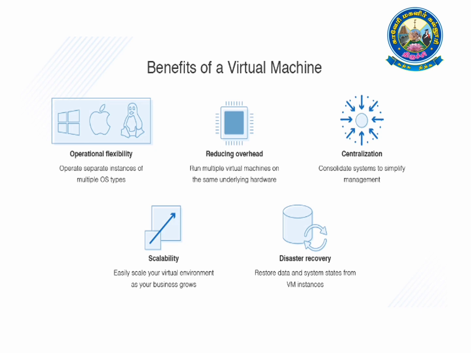First, operational flexibility means operating separate instances of multiple OS types. And there are different types of OS, for example smartphones, iPhone, Android, and other normal phones. Every phone has a different type of OS. If you can run multiple virtual machines on the same underlying hardware, it reduces the overhead. And centralization means consolidating systems to simplify management. And scalability means easily scaling your virtual environment as your business grows.